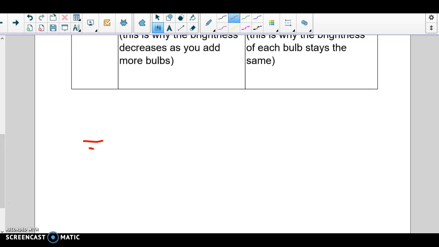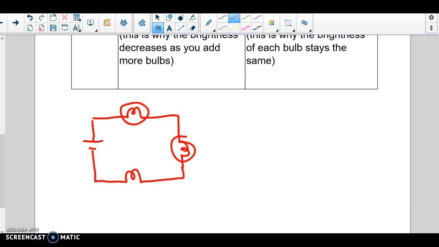Here's a simple series circuit, one cell battery. Here's a light bulb. Here's another light bulb. Here's another light bulb. So I've got 3 light bulbs connected in series. I'll call this one R1, R2, R3, and this will be the total voltage, or the voltage from my source.